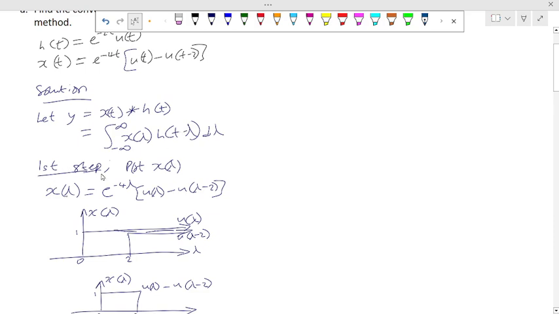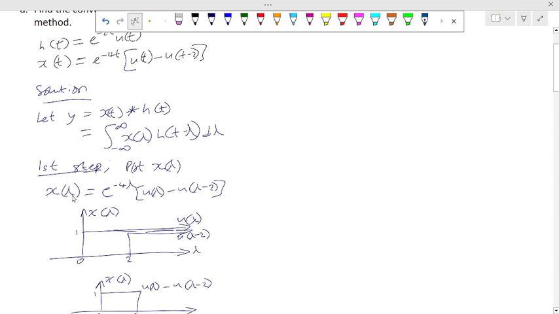So the first step is to plot x of lambda. That is, we are going to plot this part. The second step is to plot this other part, then we merge them together. That's all. Okay, so step one, let's plot this.